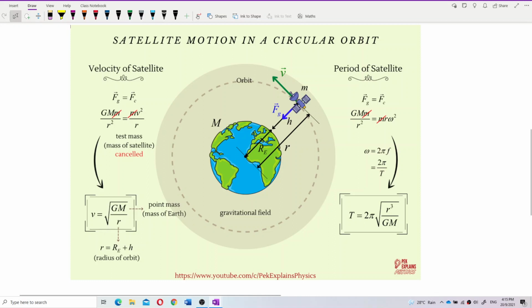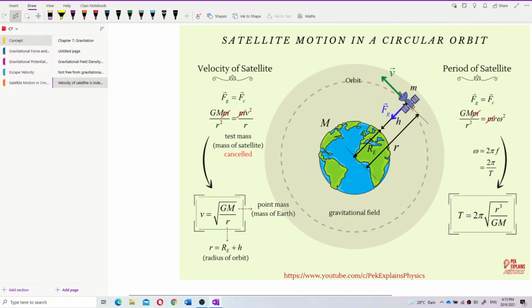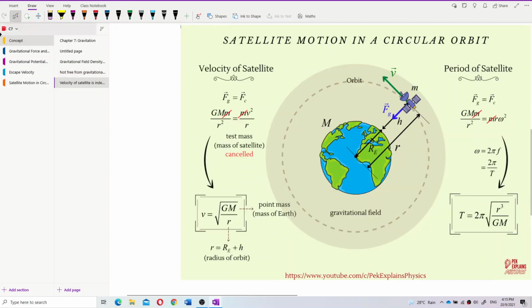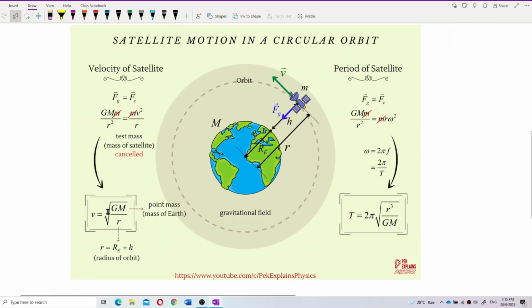It's not the escape velocity. For escape velocity, it got multiplied by 2, you see that, square root of 2GM over the radius of Earth. But for a satellite, it's just square root of GM over r. There's no multiply by 2. Remember that. This is the velocity of the satellite.